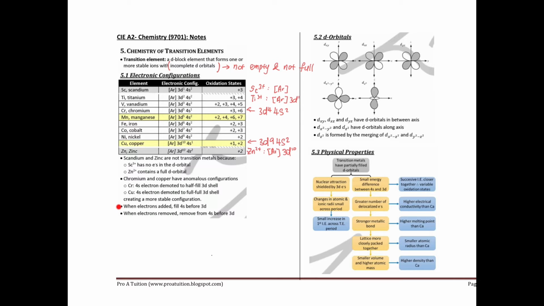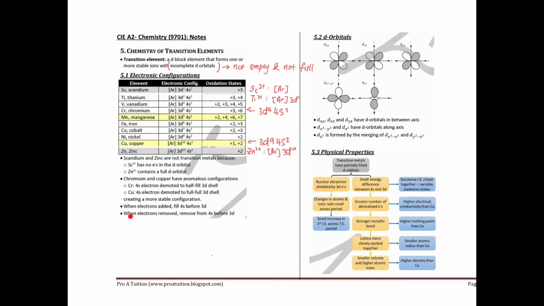They said when electrons are added, fill 4s before 3d. So 4s comes first. Why does 4s come first? Because 4s has a lower energy level. When it is empty, 4s has lower energy level compared to 3d. Okay, so that's why 4s is filled up first.